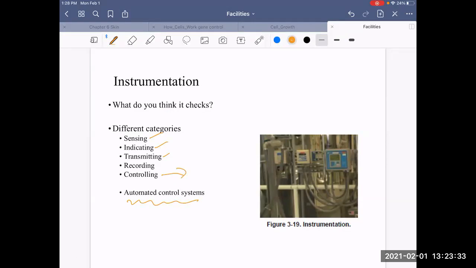Okay, so it's going to check things like temperature, pH, maybe cell growth, oxygen levels, carbon dioxide levels. All those things are what's going to be regulated.